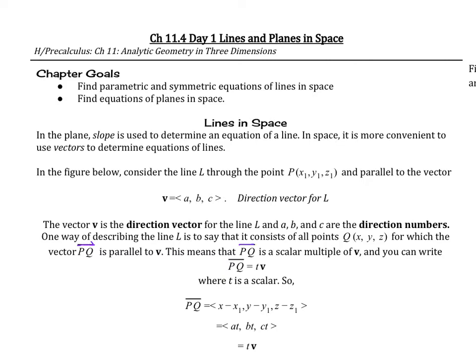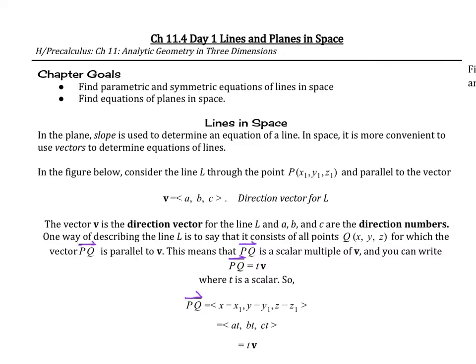This means that the vector PQ is a scalar multiple of v, and you can write vector PQ equals t times v, where t is a scalar. To find vector PQ, you take the terminal point minus the initial point. So <x minus x1, y minus y1, z minus z1>, which ends up being <a times t, b times t, c times t>, or just a scalar t times v. So just a little bit of background on it, but we'll get some practice on these.